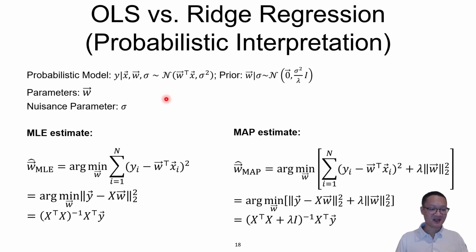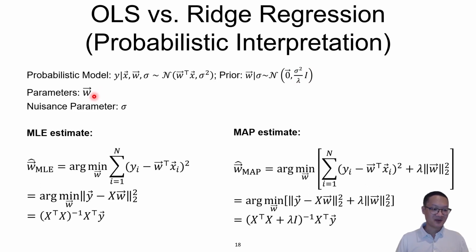With the probabilistic interpretation, we had a probabilistic model where the probability distribution of Y given X, W, and sigma, we said that was distributed normally with the mean of W transpose X and the variance of sigma squared. We also had a prior distribution. W given sigma was distributed normally with a mean of 0 and sigma over lambda I covariance. So this was basically, again, saying smaller values of W are more likely. And furthermore, the different components of W are independent from each other, from the diagonal covariance.